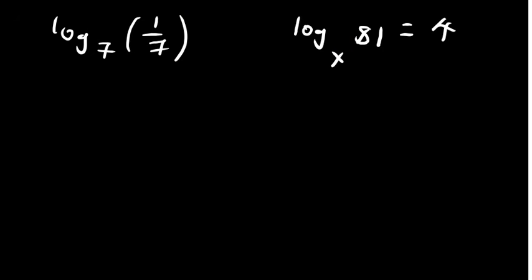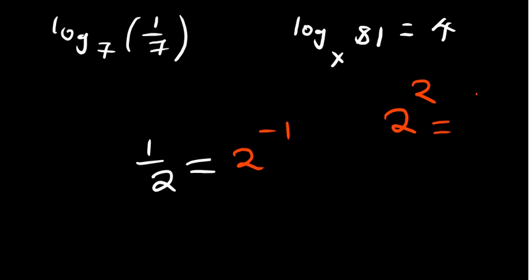So we have some more practice problems on the logs. This time around we have log base 7 of 1 over 7. I believe by now you understand that 1 over 2 is the same as 2 to the power negative 1. Then I believe you also know that 2 to the power 2 is the same as 1 over 2 to the power negative 2.